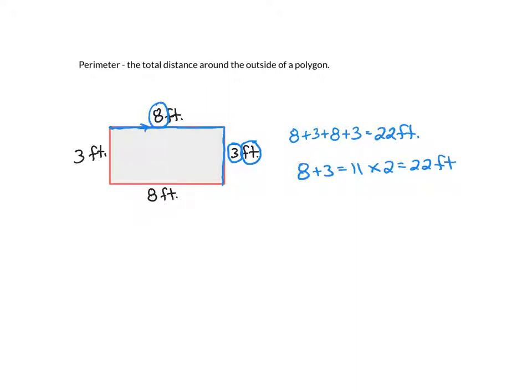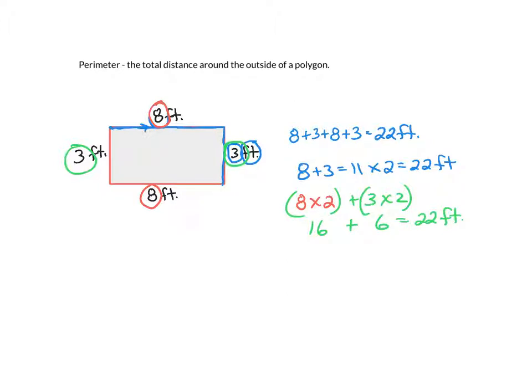and once again I would get an answer of 22 feet. Another way to get the answer is to notice that I have two 8-foot long sides. So I could say 8 times 2, and then notice I also have two 3-foot sides, plus 3 times 2. 8 times 2 gives me 16, 3 times 2 gives me 6. When I add up 16 plus 6, I get 22 feet.